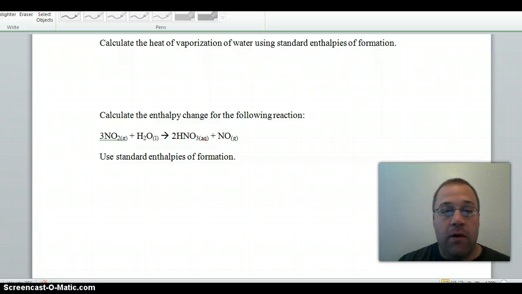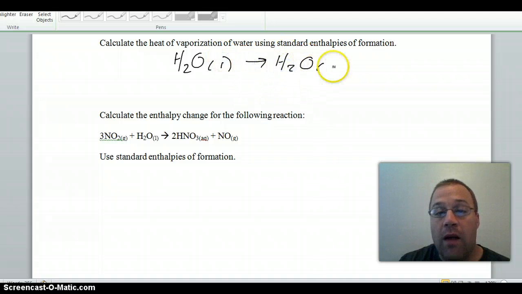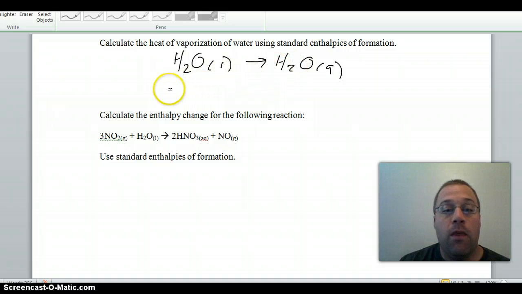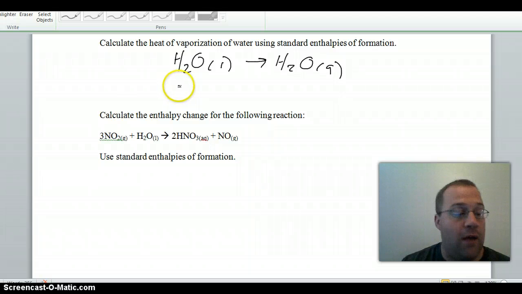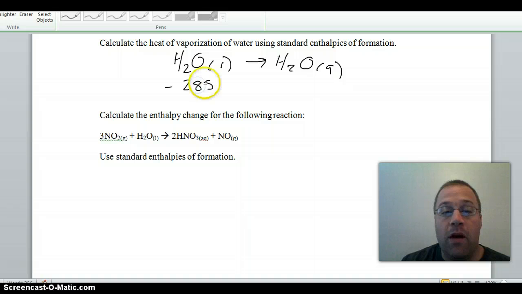For the first example here, it says calculate the heat of vaporization of water. So heat of vaporization of water is when we go from a liquid to a gas. So we're going from H2O liquid to H2O gas. Not really an equation, it's more of a phase change, but this is how you can calculate out how much heat you need to add to water to get it to go from liquid to the gas phase. So you'd go to the back of your book, to the appendix, and look this up. This is -285.8. And this one is -241.8.